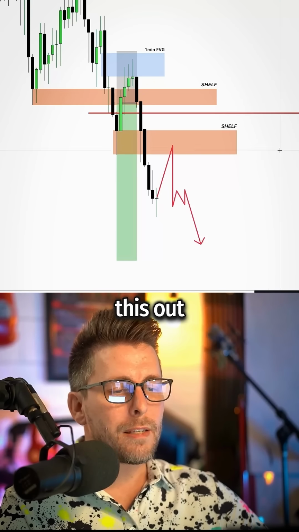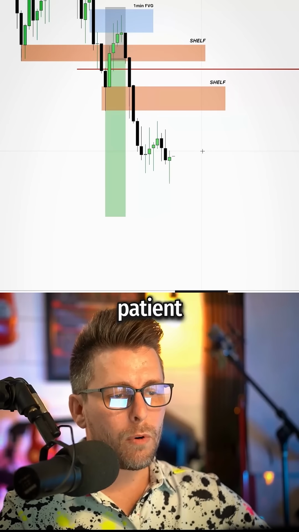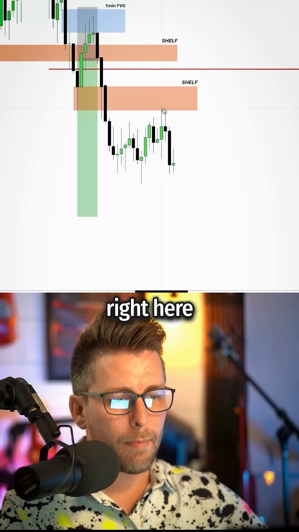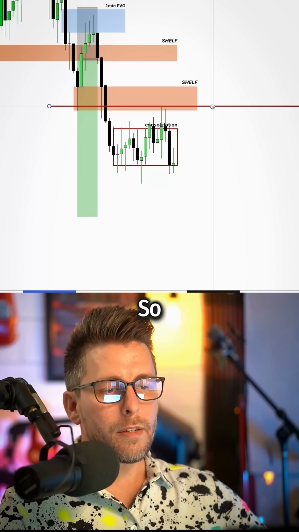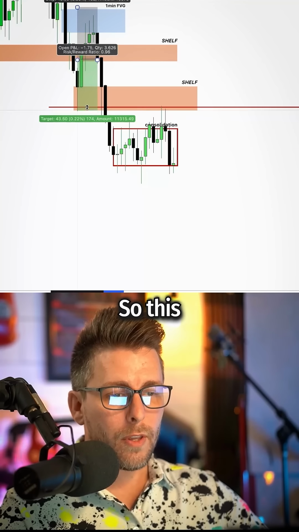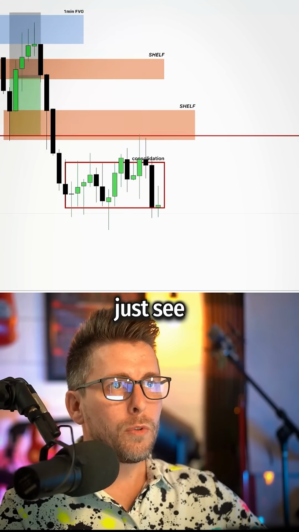So let's play this out little by little so you can see exactly how this would get played out. So we wait, we're patient, and what happens? Well, price taps the shelf, right? You can see that happen right here. She's already retested, so we're good to set our break even stop even lower and start trailing. So this is the worst that can happen on this trade, but we're not done. We're going to just see what happens.